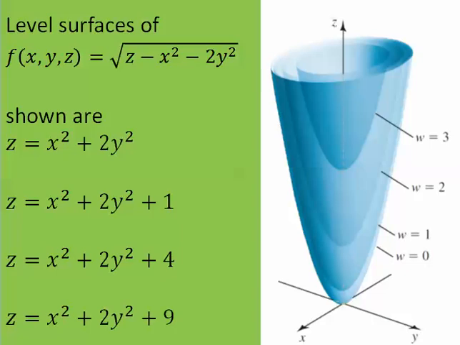Here are 4 level surfaces. One for w equals 0, one for w equals 1, 2, and 3. Again, w has to change by just one set value. In this case, a unit of 1 is the change.